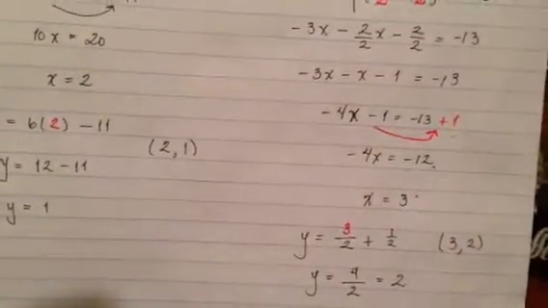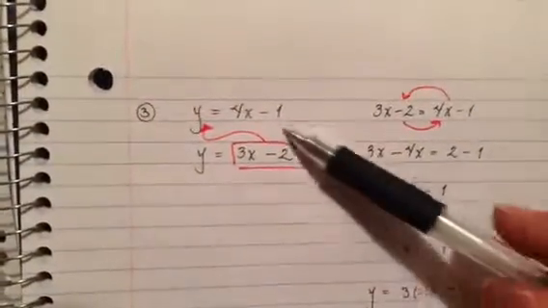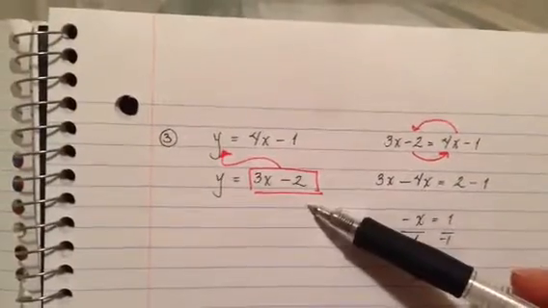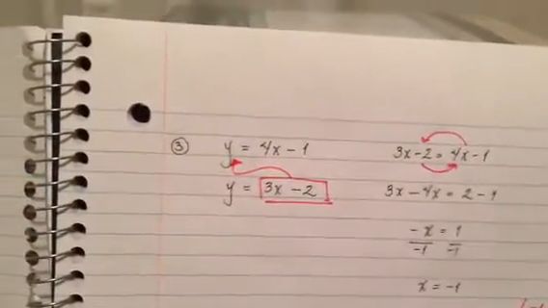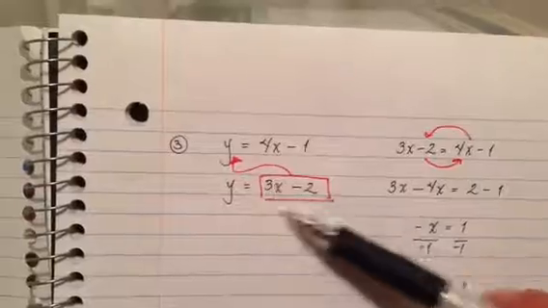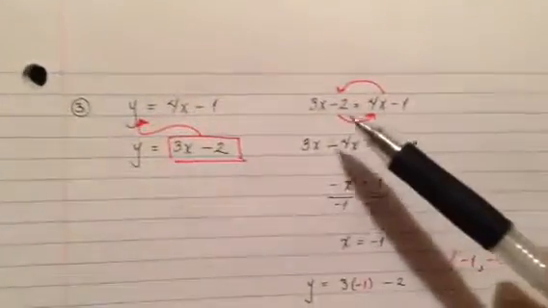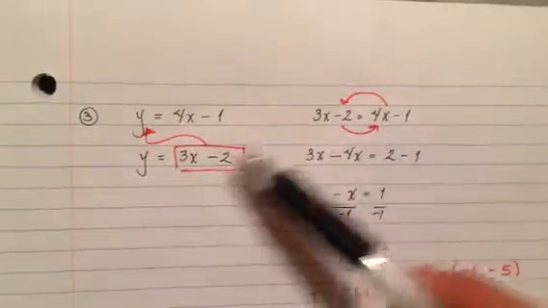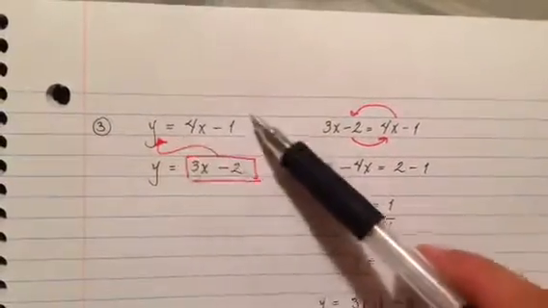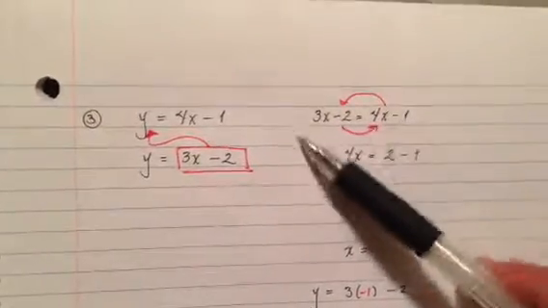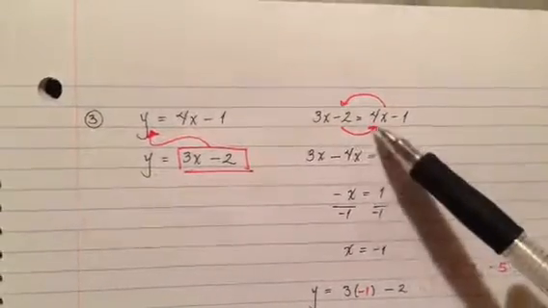Let's see if I can do one more. Let's take a look at this one. Now let's say they have both y equals. Same thing: take this expression and plug it in place of the y here. It's going to look something like this: 3x minus 2 on the left, there's your equal, and then 4x minus 1. This seems pretty simple because it's just an equation.